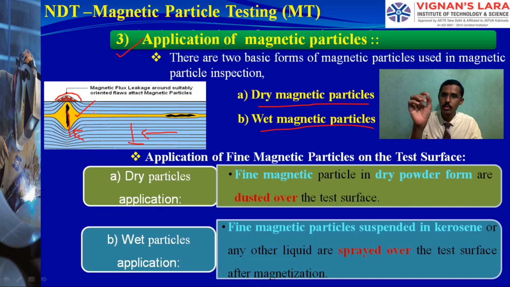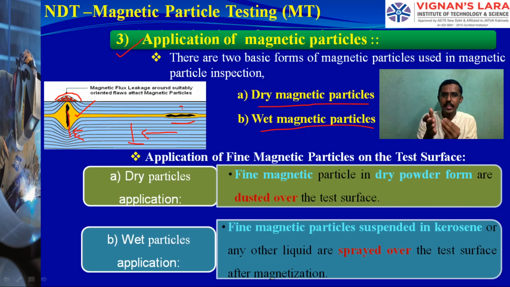At the same time, I have a parallel defect also. You see here, this is the parallel defect. It is in the direction of the flux lines, so it may not give good results. The variations will be weaker, and if the variations are weaker, our chance of identification also gets reduced.